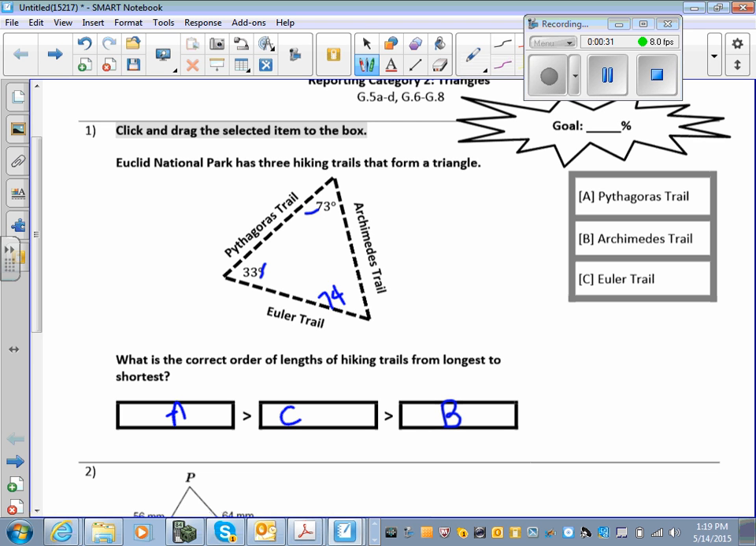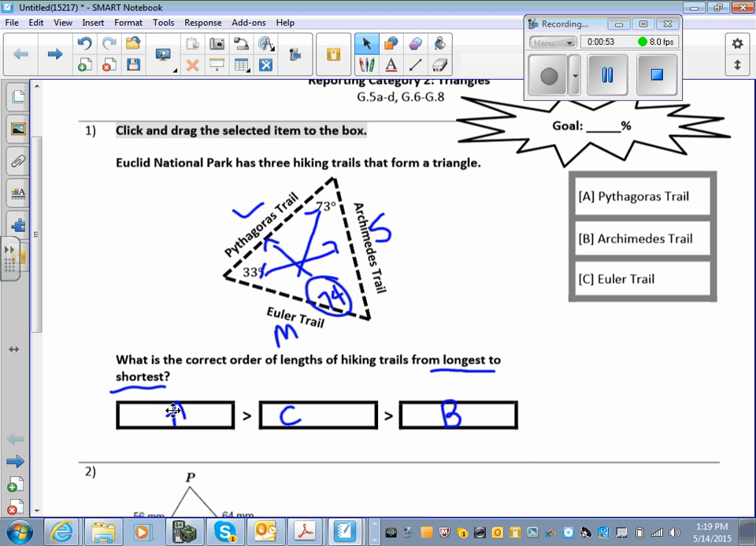One thing you guys need to remember is always underline how they want you to list it. So this one is longest to shortest. So the longest side is opposite to 74. So this is going to be the longest. This is medium, and this is the smallest. So ACB would be correct, right?